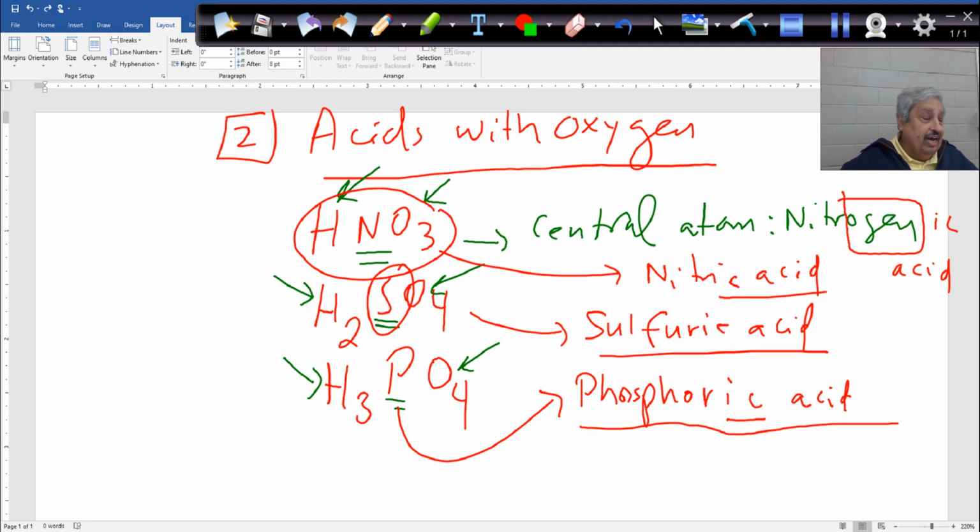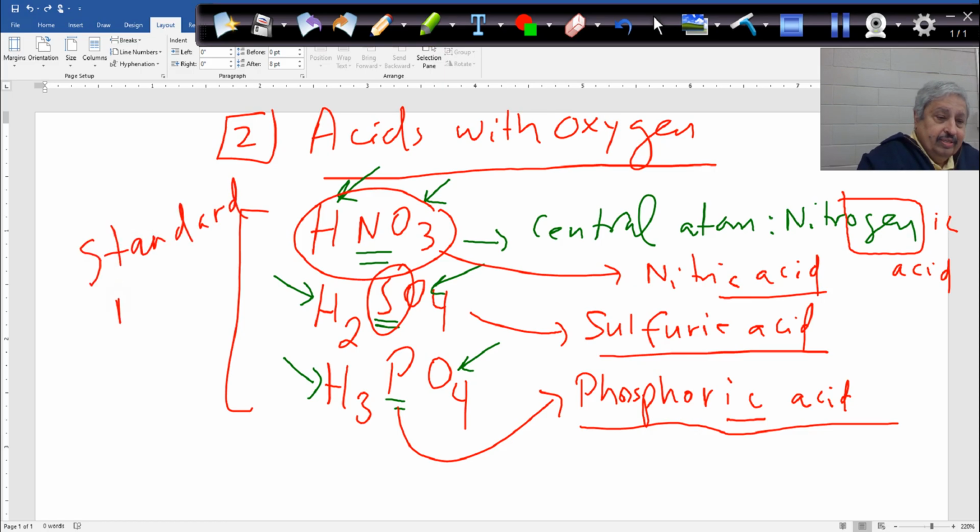So those are the ones with oxygen. You always look at the central atom and then name the acid after the central atom by modifying it and then adding ic acid. So not phosphorus, but phosphor-, then add ic acid. Nitrogen, nitr-, ic acid. Sulfur, sulfur-, ic acid, and so on. So this is another type. Now, sometimes we have the oxygen. This is the standard naming. All those are standard naming.